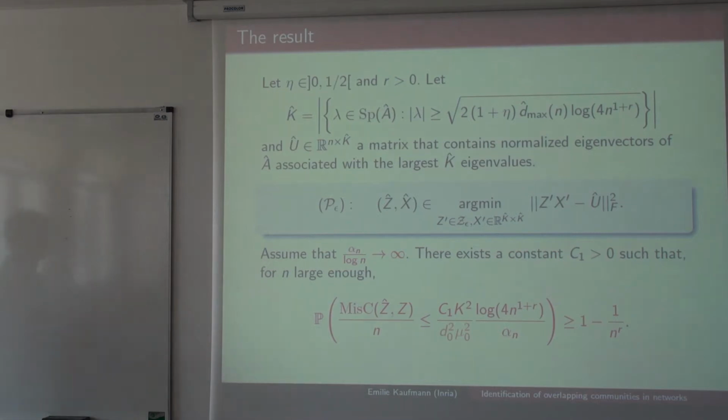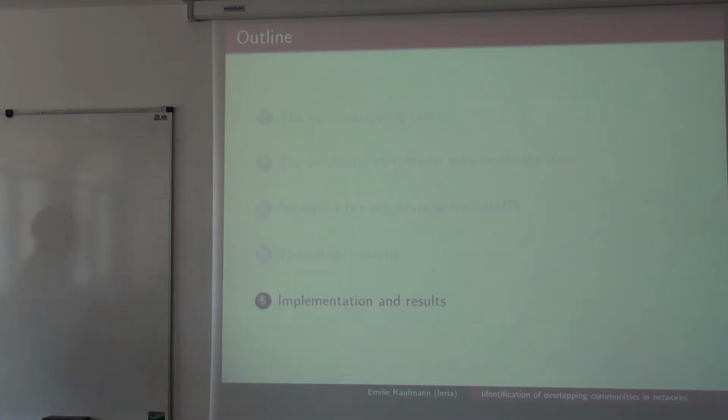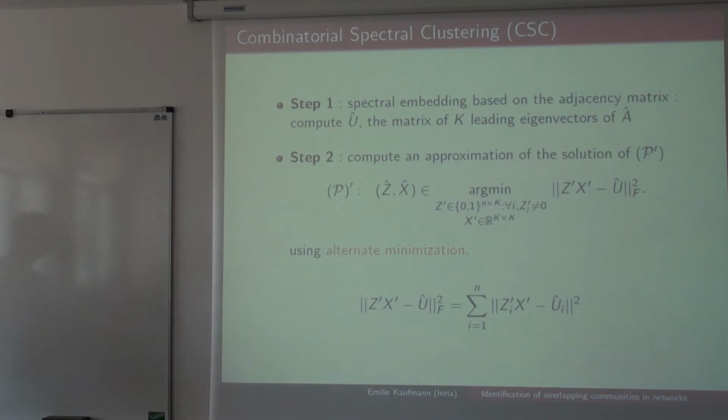Okay, so we showed that something very close to the original optimization problem P is consistent, because when n goes to infinity, this is going to go to 0 almost surely. So now something I didn't mention yet is that it is not necessarily so easy to solve the optimization problem that I'm talking about. And so the practical implementation that we developed, we call it combinatorial spectral clustering, because it is really reminiscent of the spectral clustering algorithm I mentioned before.